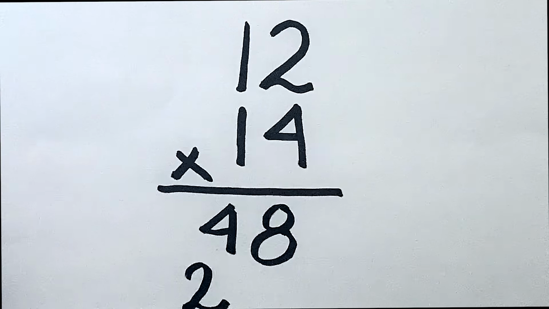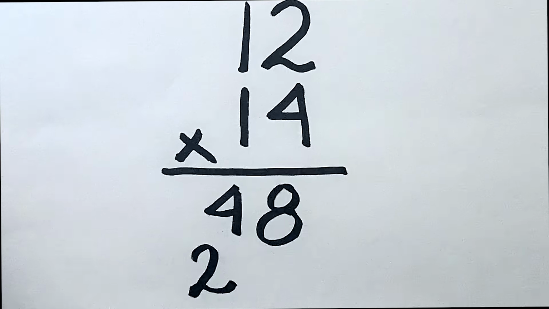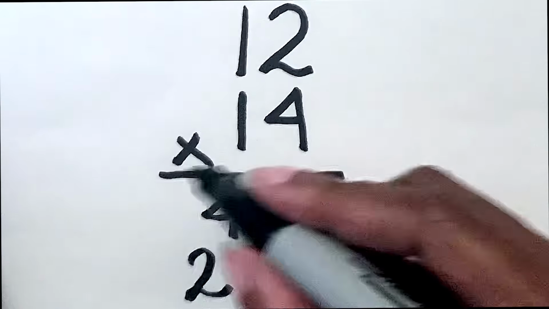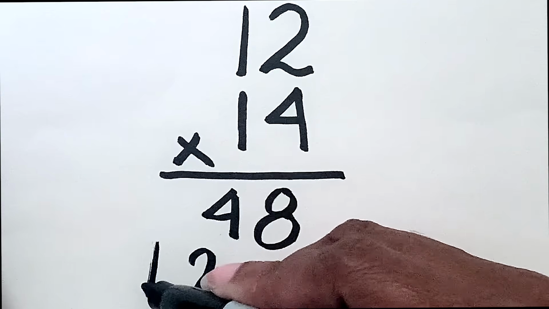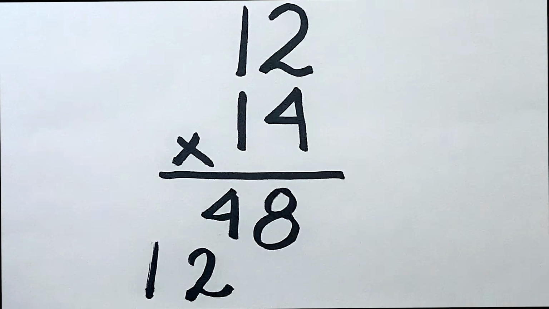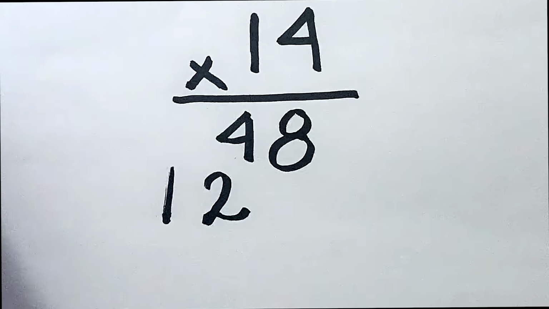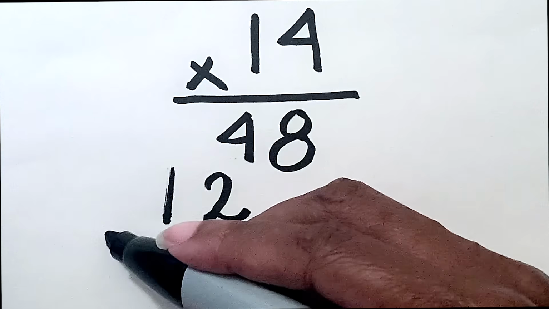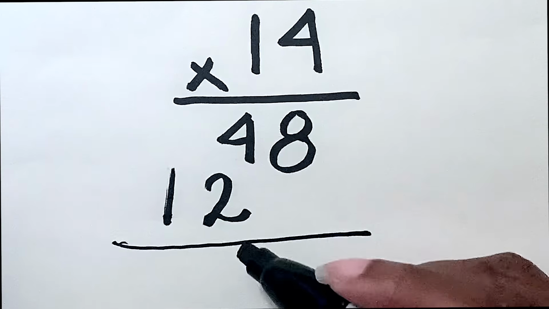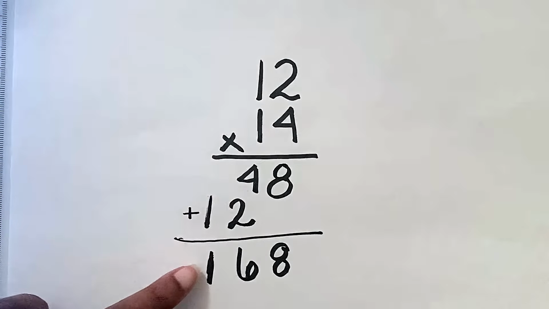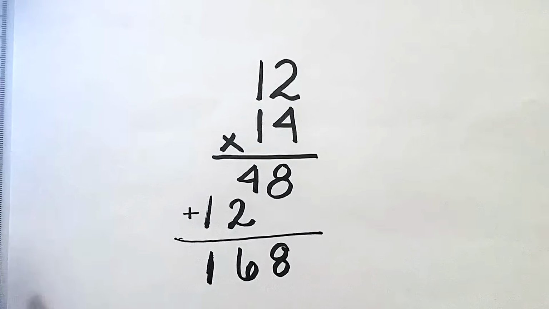Now, ready? Try to move it up so you can see it. And then 1 times 1 is 1. Okay? Now we're going to add this together. So, 12 times 14 is 168. Okay?